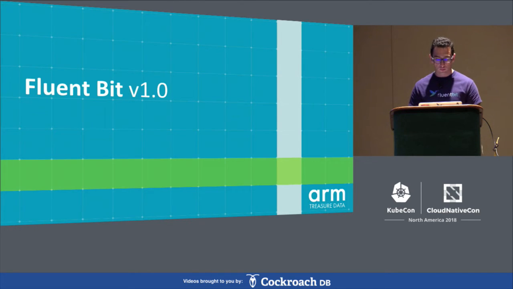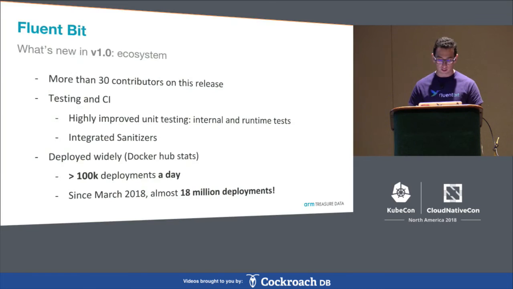OK, so Fluent Bit 1.0, released today. For Fluent Bit 1.0, we counted the contributors from the last 0.14 version up to now, and that is more than 30 people. So thanks so much for contributing, these individuals and companies. We also, from an ecosystem perspective, the contributors are focusing on how to improve testing and CI.